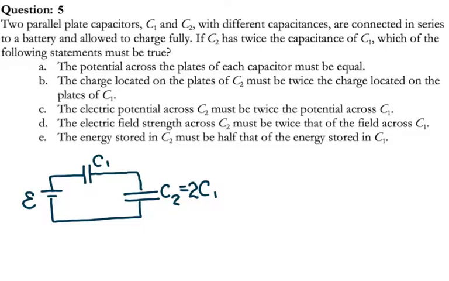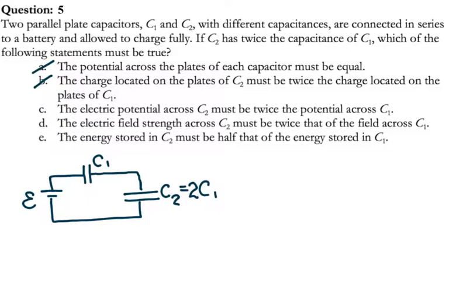So the potential across the plates of each capacitor must be equal. That is not true because they are not parallel. The charge located on the capacitor C2 must be twice the charge located on the capacitor C1. That is also not true because in series connection, the charge on each capacitor is the same.